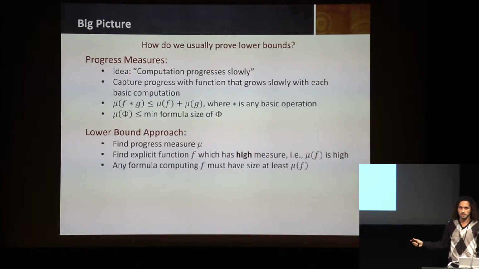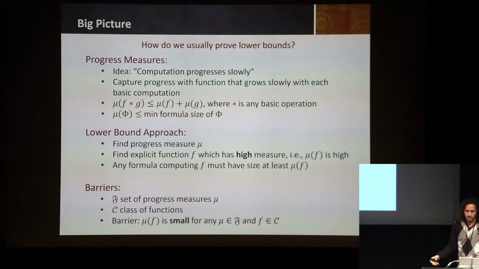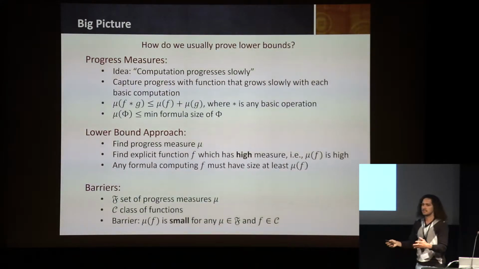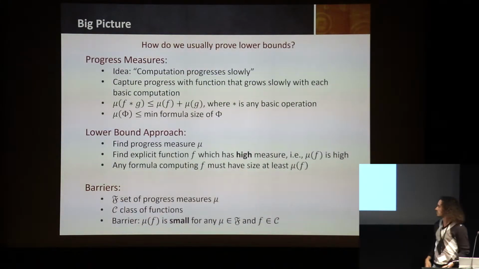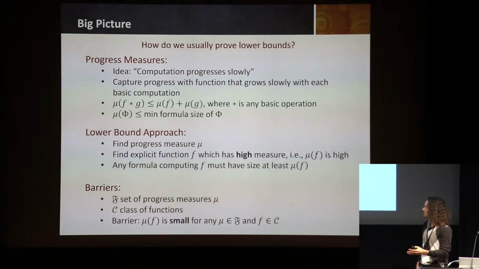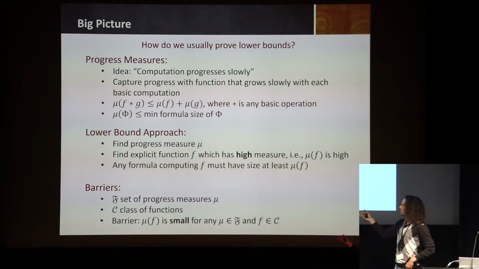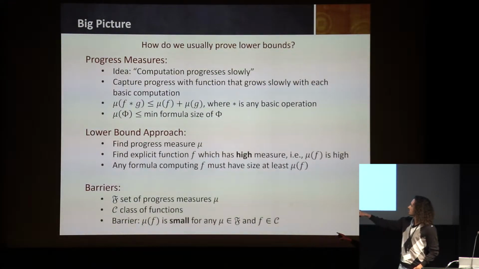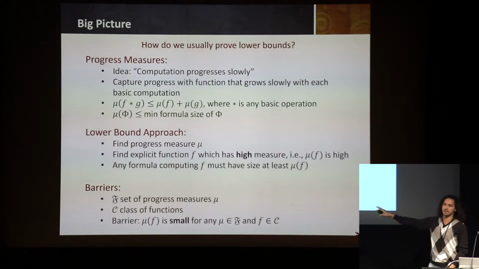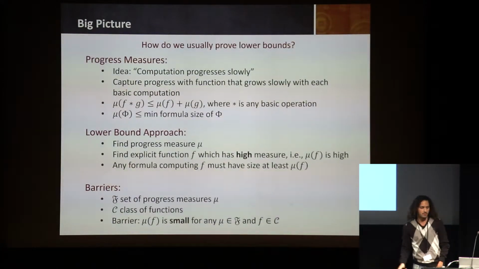So far so good. Then, again, just repeating barriers with a little bit more notation, you pick F being the set of progress measures mu, and then C is a class of functions, let's say class of polynomials computed by small circuits or small formulas, and then a barrier is: for any measure mu in capital F, mu of f is small, for any polynomial f in C. Okay, so that's what a barrier is.